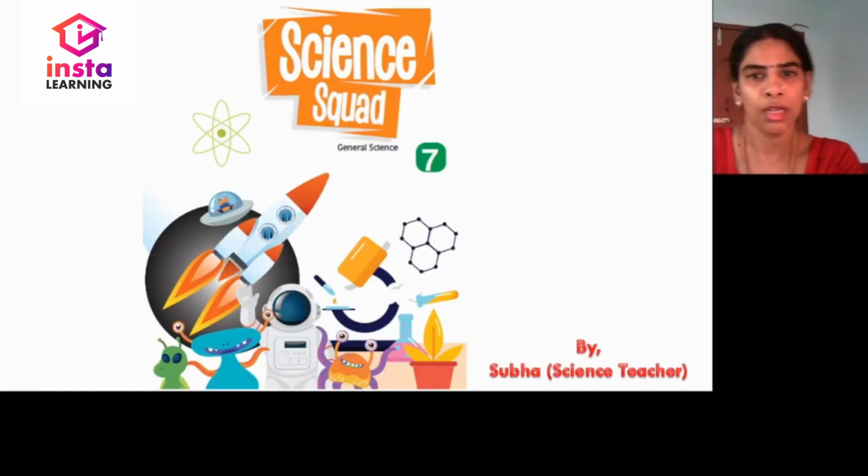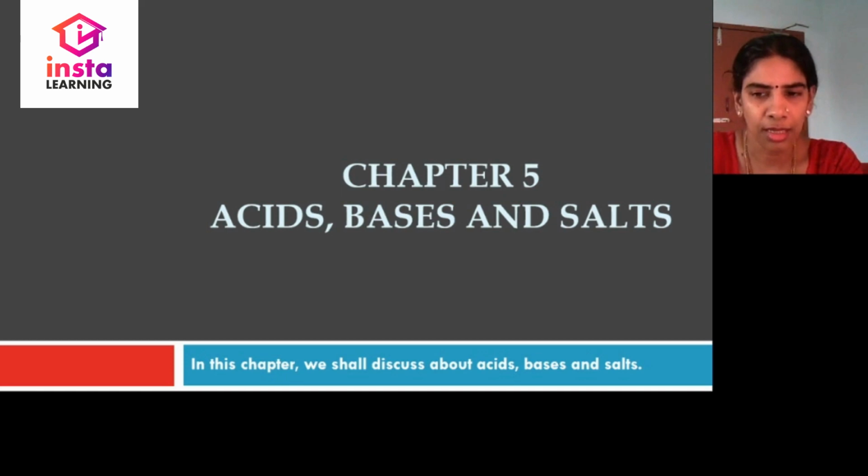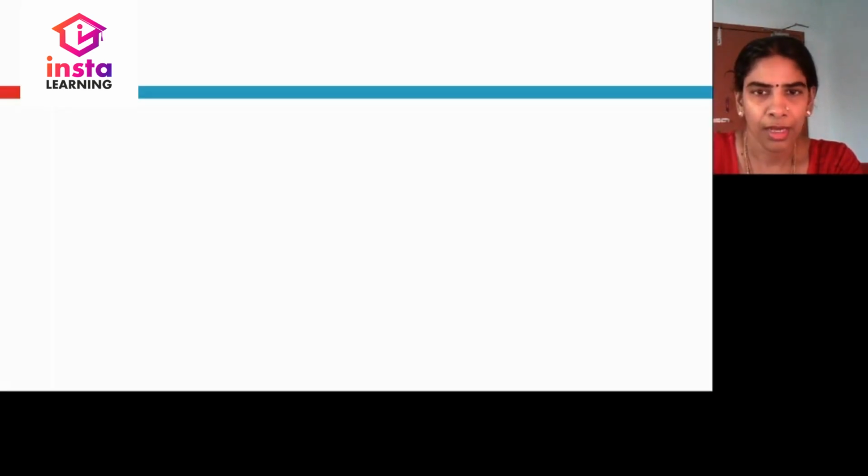Hello students, let us learn General Science for class 7 from the book Science Squad. Today we are going to learn chapter 5, Acids, Bases and Salts. In this chapter we are going to discuss certain acids and their characteristics, bases and their characteristics, and salts and their formation. Let us begin the chapter.